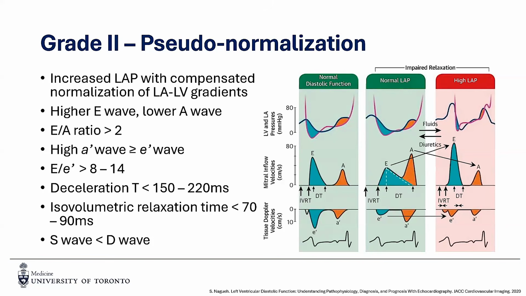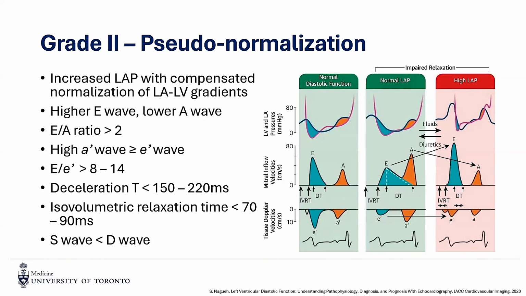And so the E wave comes up, not necessarily because the relaxation has improved, but because, again, the left atrium is pushing harder. The A wave subsequently will drop because the atrium is starting to lose some of the contractile reserve against a stiffer ventricle, and also because most of that filling has already occurred and the emptying of the left atrium has already occurred.